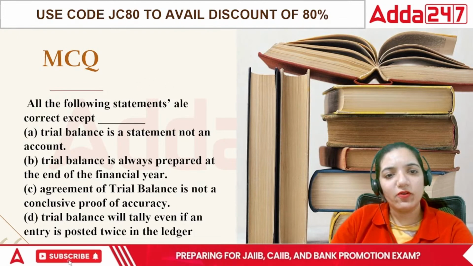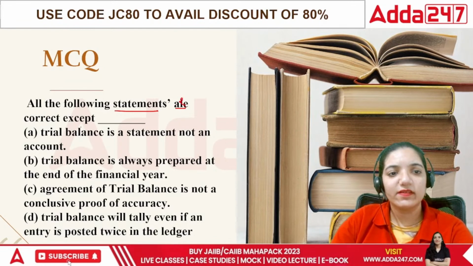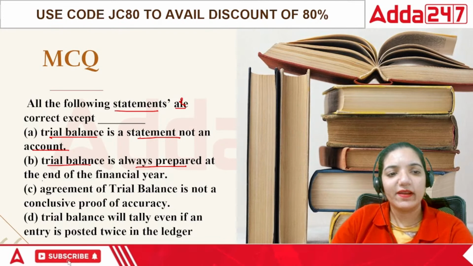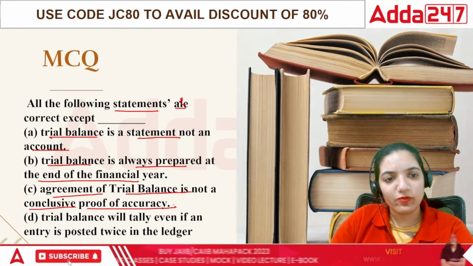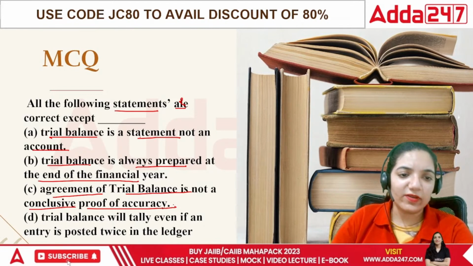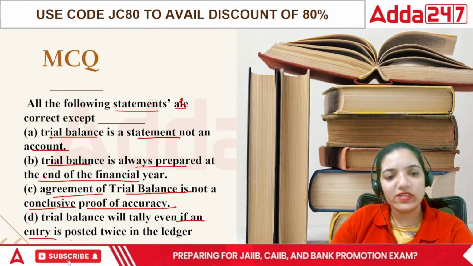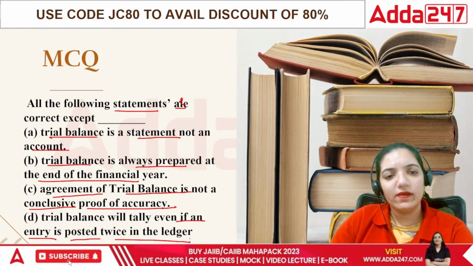All the following statements are correct except: trial balance is a statement, not an account. Trial balance is always prepared at the end of the year. Agreement of trial balance is not a conclusive proof of accuracy. Trial balance will tally if an entry is posted twice in the ledger. It is a statement, that is also correct.